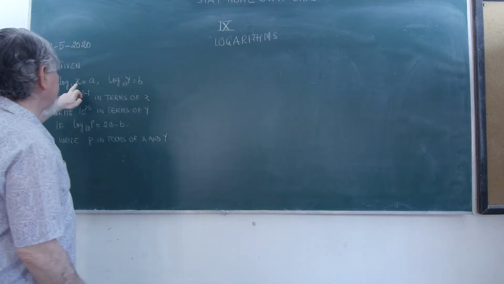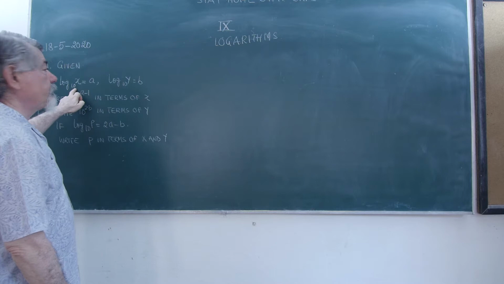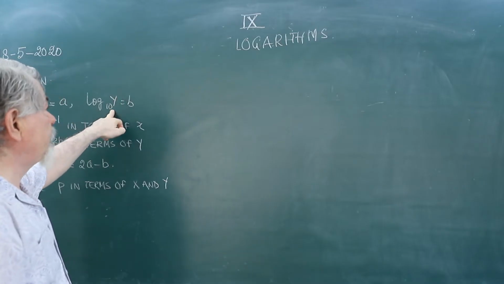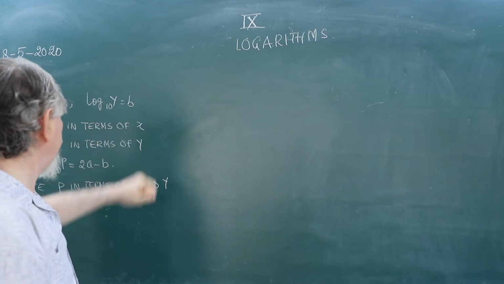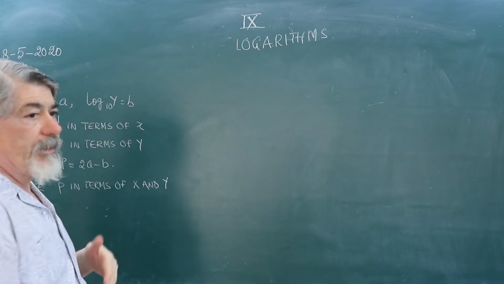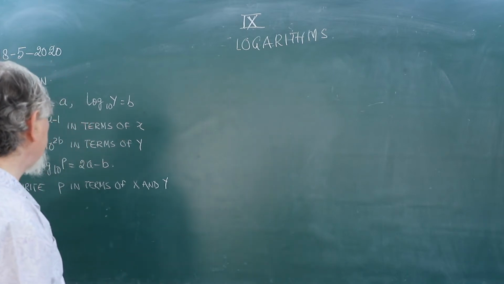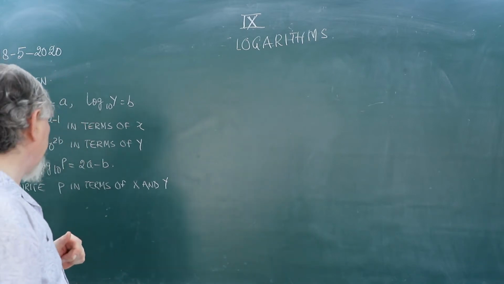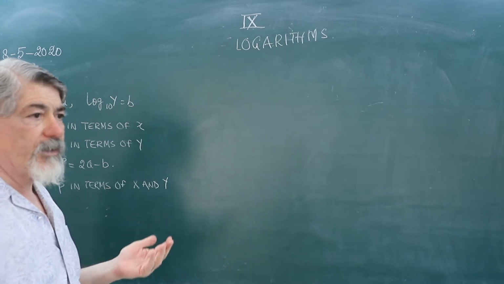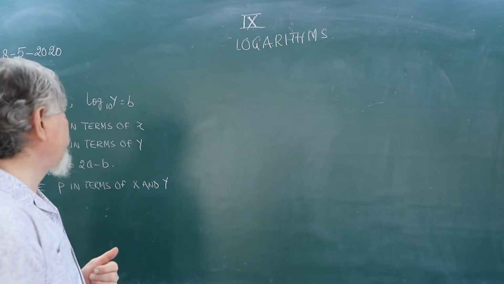Like it says, log x to the base 10 is equal to a, log y to the base 10 is equal to b. He wants to write 10 to the power a minus 1 in terms of x, 10 to the power 2b in terms of y, and log p to the base 10 is 2a minus b. He wants to write p in terms of x and y.